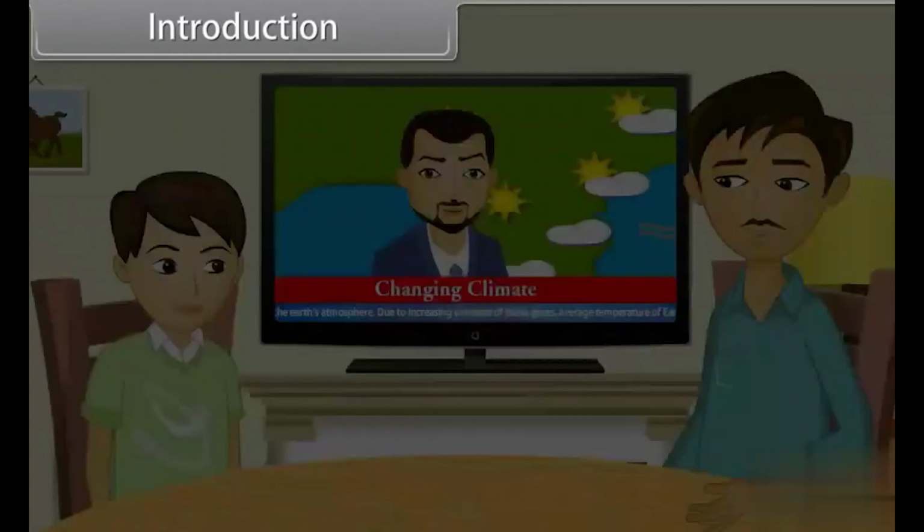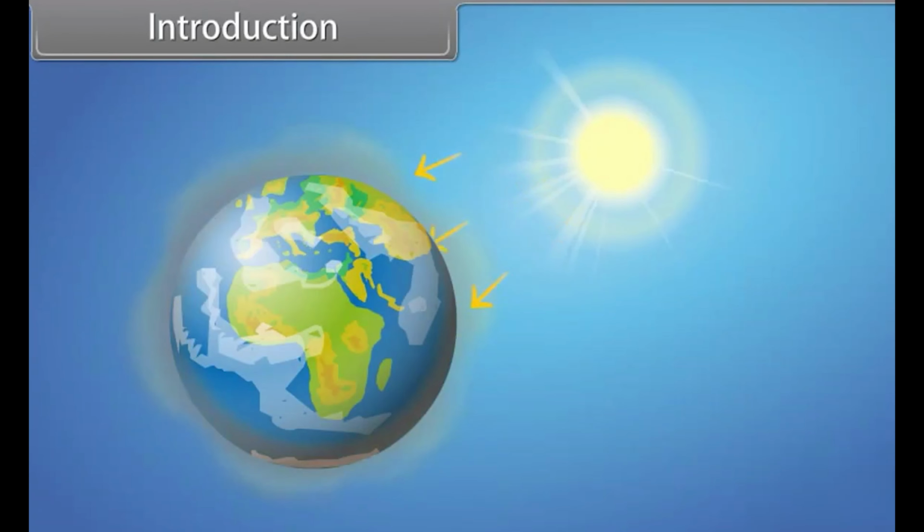"Okay, son. Global warming is the rise in the average temperature of the Earth's atmosphere and oceans. Some greenhouse gases like carbon dioxide trap the heat radiation in the Earth's atmosphere. Due to increasing emission of these gases, the average temperature of Earth's atmosphere and oceans is slightly increasing. And that is the reason behind the climate change."